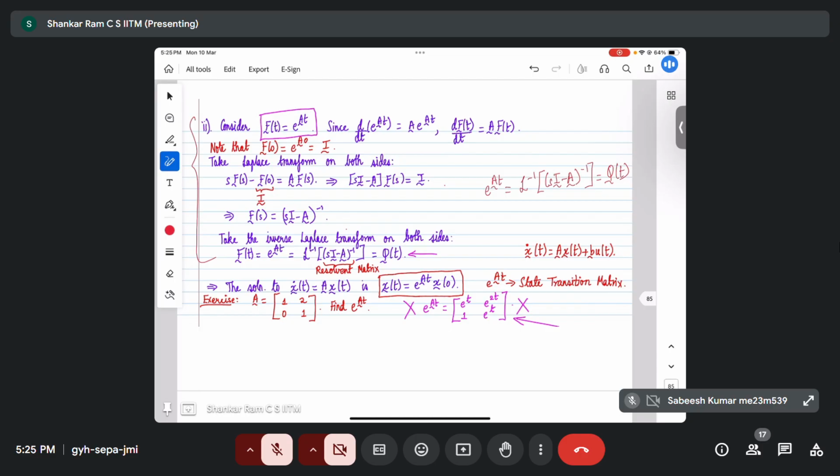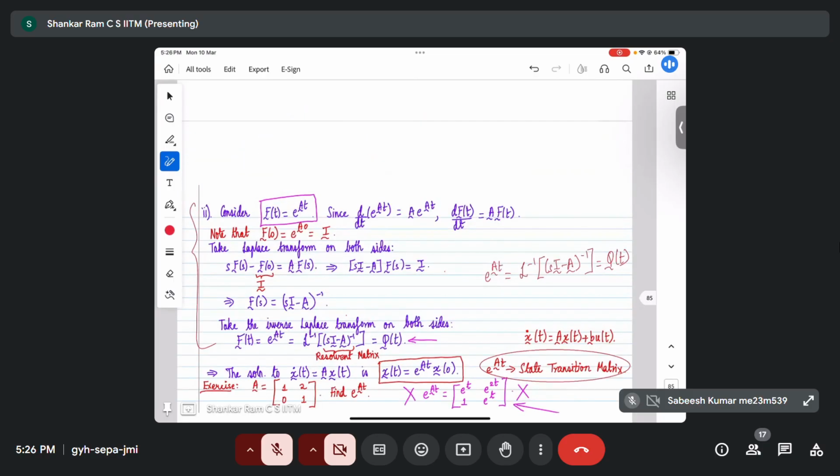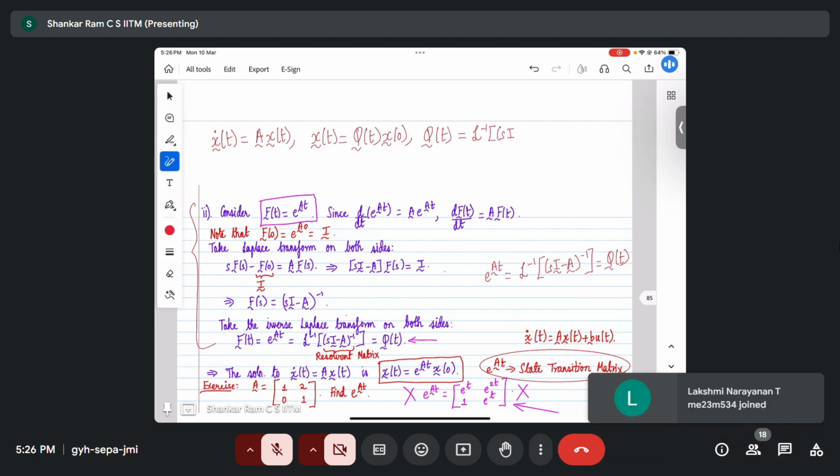Now the point is, we have e power At, which is a matrix exponential. It is what is called the state transition matrix. Why is it called a state transition matrix? I'll explain it shortly. Where did we start off? We started off with the homogeneous vector ODE, which is x dot equals Ax. And we found that the solution to that is the matrix phi of t times x0, where phi of t was the Laplace inverse of sI minus A inverse.